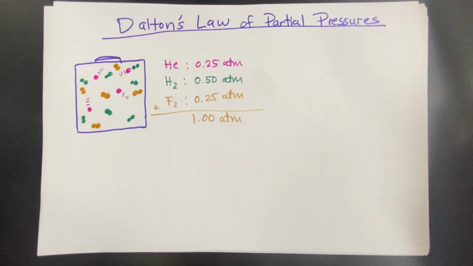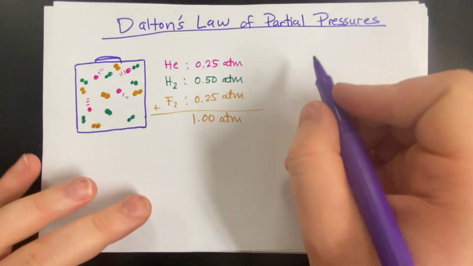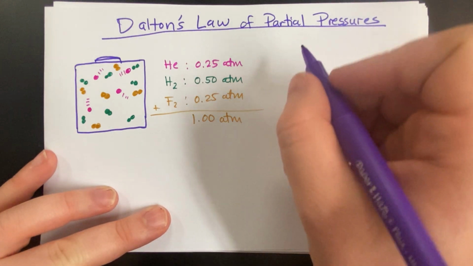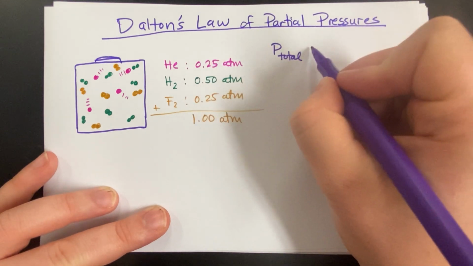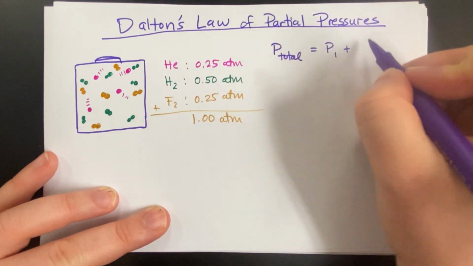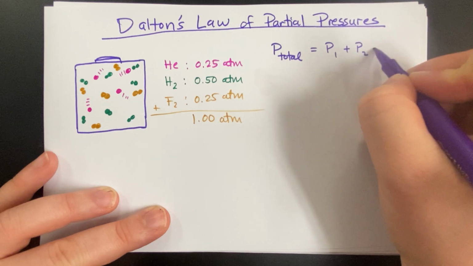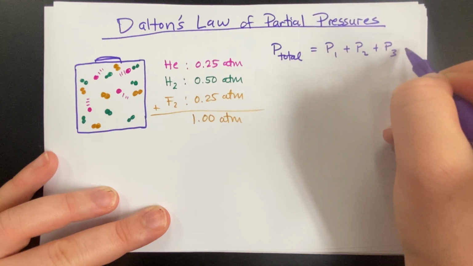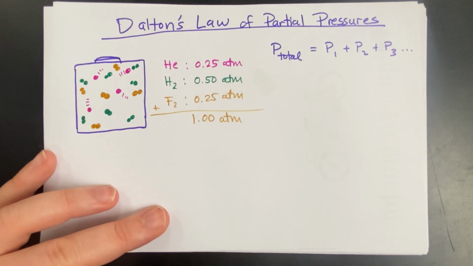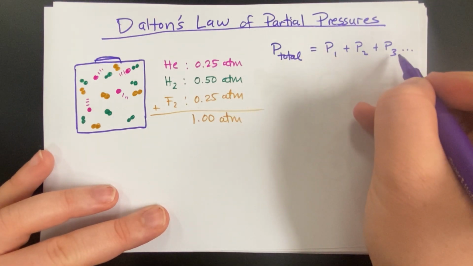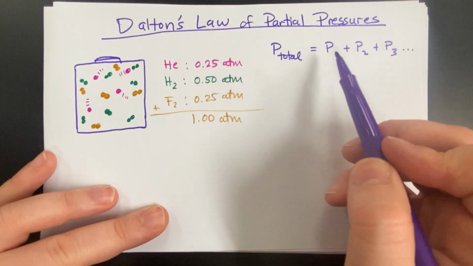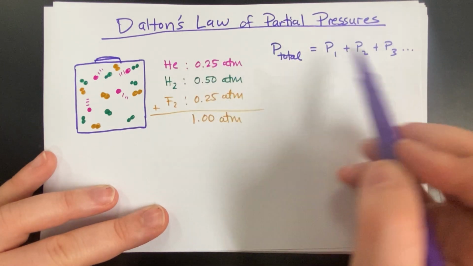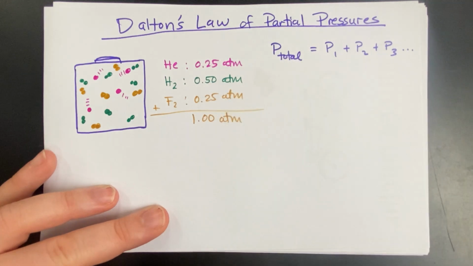If you put that into more formal terminology here, you get P total, that means total pressure, is equal to P1 plus P2 plus P3, etc. These would be your partial pressures. In this case, we had 3, so it would be pressure of helium plus the pressure of hydrogen plus the pressure of fluorine is equal to the total pressure. That's literally what I just did right there.